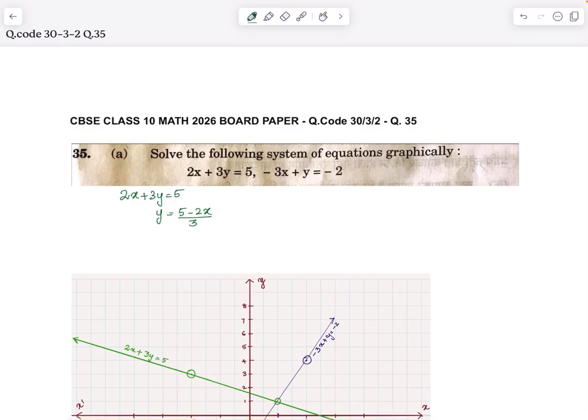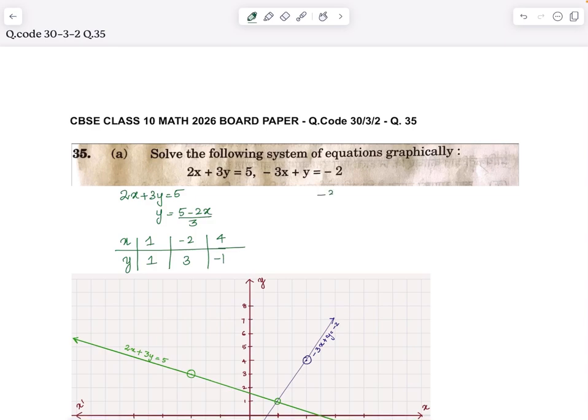Now for this, let's generate the table of values. x is the independent variable, y is the dependent variable. I take these values for x, that is 1, minus 2 and 4. For 1, we get y as 1. For minus 2, (5 plus 4) by 3, which is 3. For 4, (5 minus 8) by 3, which is minus 1.